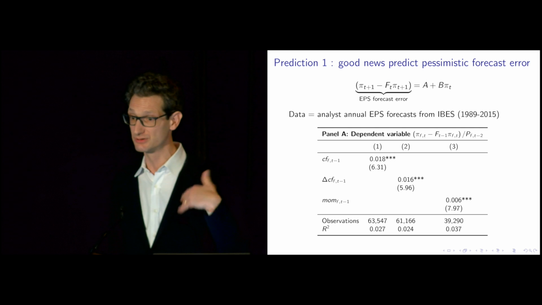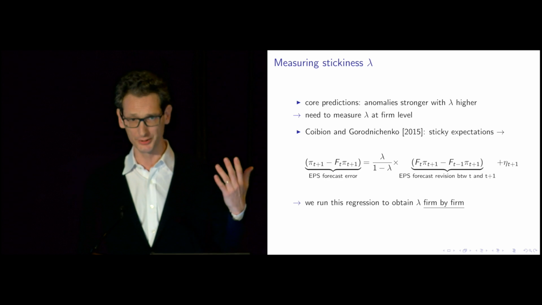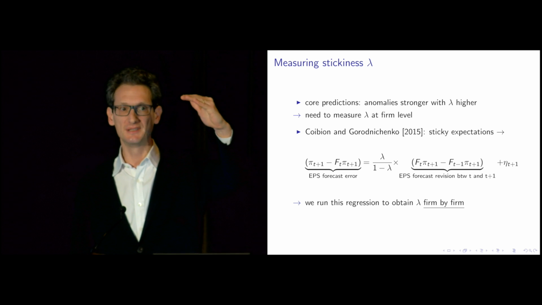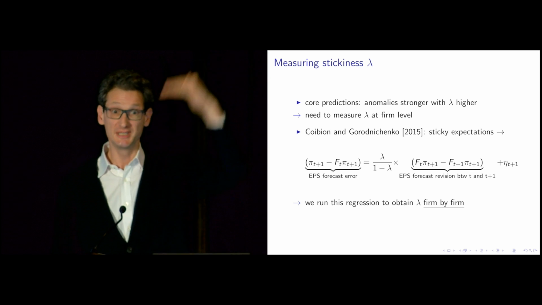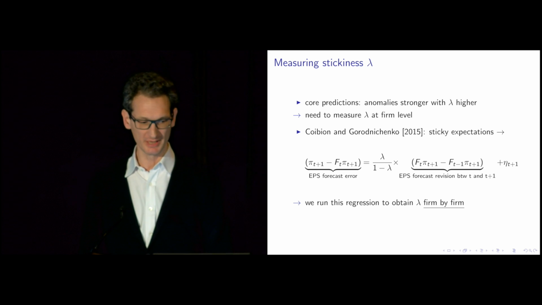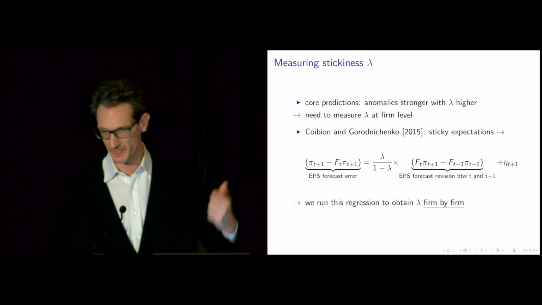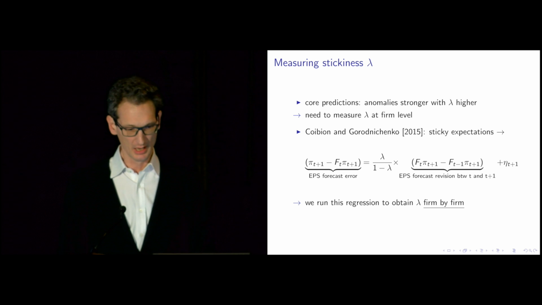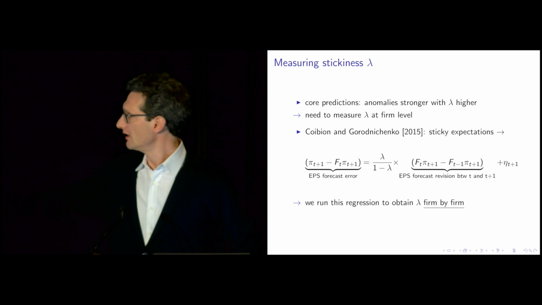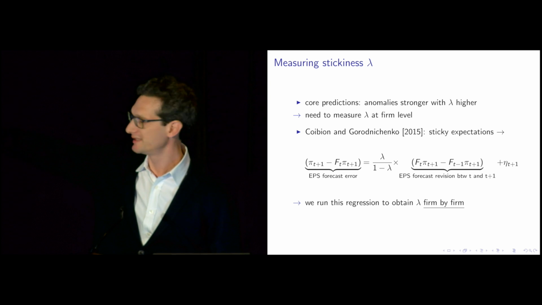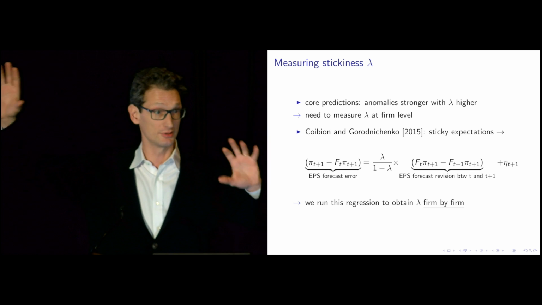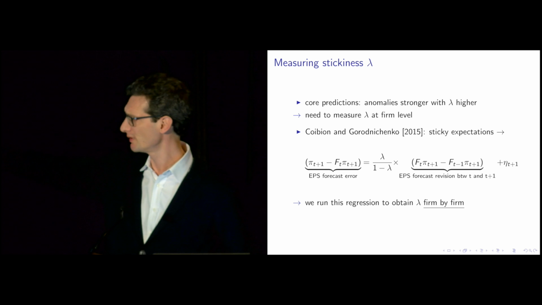Then what we need to do is measure stickiness in order to test our core prediction that the profitability anomaly should be stronger for stickier firms. To measure lambda at the firm level, we use a methodology that has been developed before, which relies on the fact that the sticky expectation model leads to the following equation. It's just an alternative formulation of exactly the same equation. So what does this equation tell you?